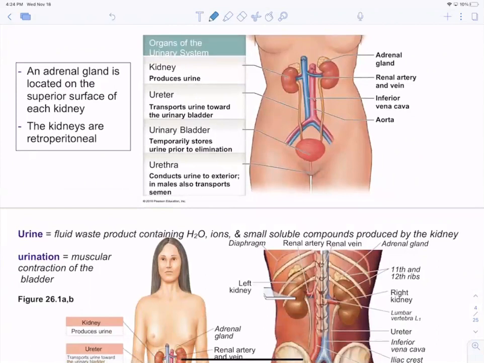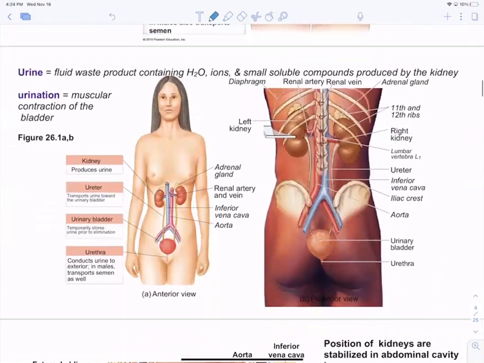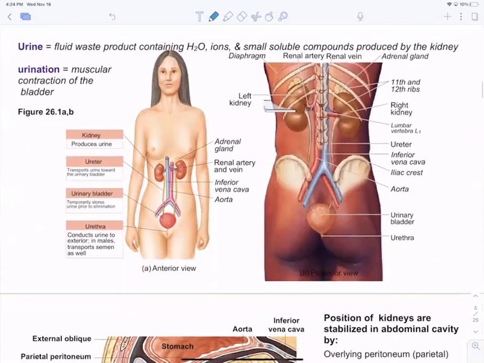The kidneys are retroperitoneal, meaning they're behind the peritoneal membrane. And again, the adrenal glands, also called suprarenal glands, are on top. And remember, those are endocrine, except for the adrenal medulla, which is kind of part neural because it's controlled by the hypothalamus. So urine is the fluid waste product that was formed by the nephrons of the kidney.